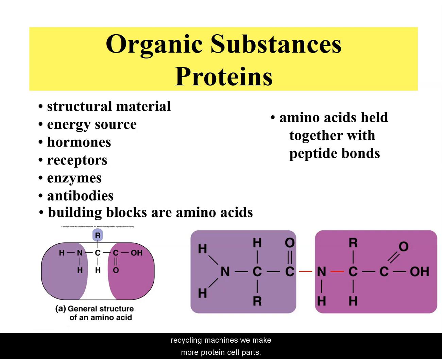And what do we do? We're recycling machines. We make more protein, cell parts, tissues, and hormones and enzymes and receptors and all this. We build from those amino acids that you got from your diet. We build new proteins from what has been obtained from breaking down proteins.